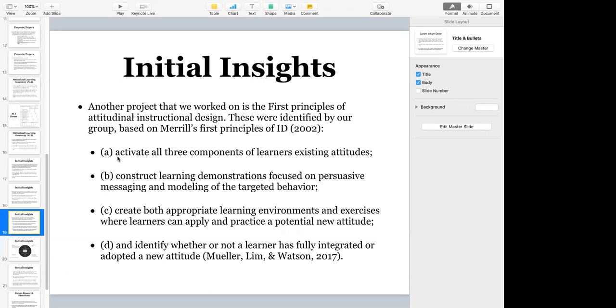All three components of learners' existing attitudes that they already have. Construct learning demonstrations focused on persuasive messaging and modeling of the targeted behavior. We create both appropriate learning environments and exercises like role playing and critique, so they can apply and practice potential new behavior and new attitude, and continue to identify where the learner is in terms of adopting a new attitude.